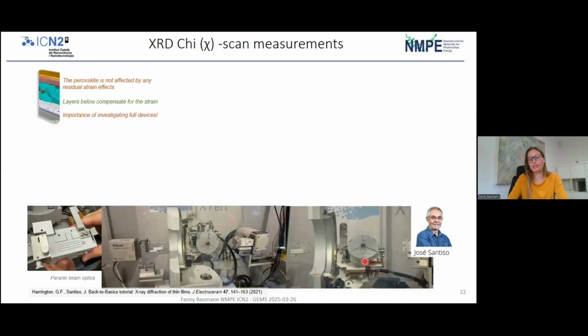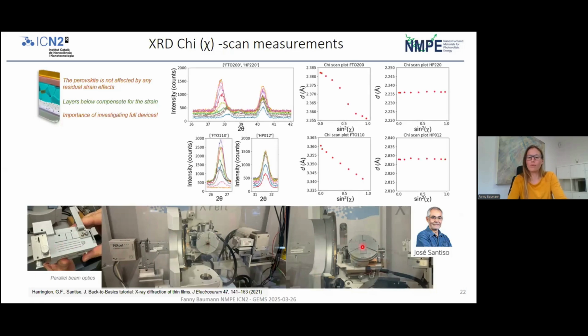requires some additional tuning of the X-ray diffraction machine, but then we tilt the sample. And when we add this tilting, we can clearly see that this Poisson effect, where the FTO layer is getting strained by the cooling of the solid glass, is occurring. So we have a more expanded FTO close to the 90 degree chi angle, and then when we tilt the sample to another chi angle, we see how it's getting more compressed.